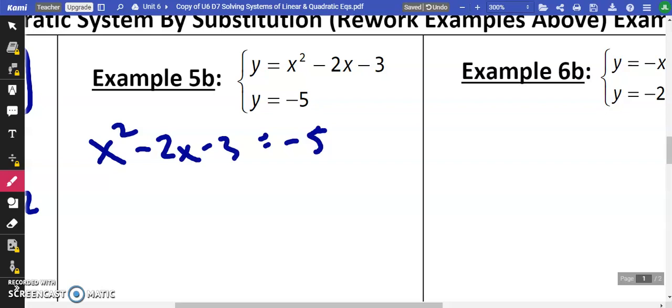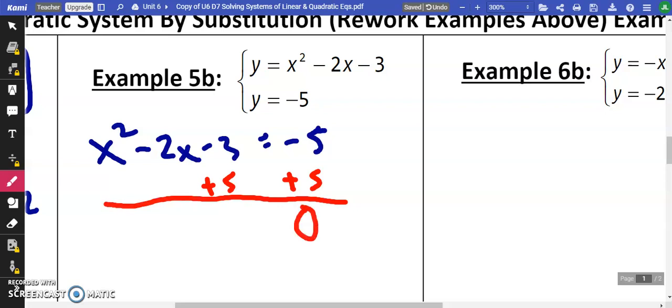So of course we said that the first step is always to make one side of your equation equal 0. So we'll go ahead and do a plus 5 on both sides. Of course, that's going to give me a 0 over here. Negative 3 plus 5 is 2, and then everything else will just carry down.